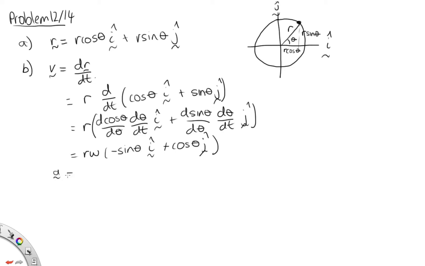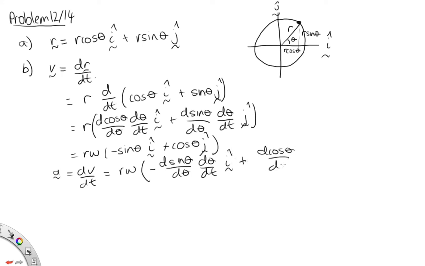For the acceleration, we have to take the derivative of this. Now this is uniform circular motion, so omega, the angular velocity, is not changing. So this just stays as a constant out the front. So we have r omega, and then when we take the derivative of this term, we've got d sine theta d theta d theta dt in the i direction plus d cos theta d theta d theta dt in the j direction. Okay, so once again we can pull omega out the front.